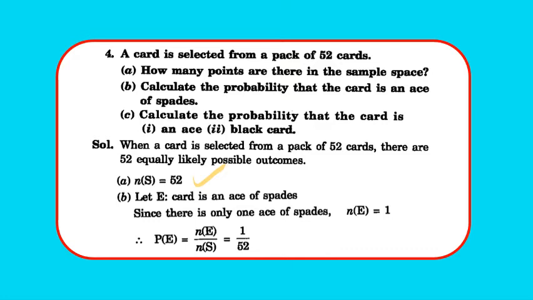Now second is calculate the probability that the card is an ace of spade. Now let E be the event that the card is an ace of spade. We know that only one ace of spade is there, so n(E) is equal to 1. So using the formula P(E) is equal to n(E) upon n(S), we get probability equals 1 upon 52.